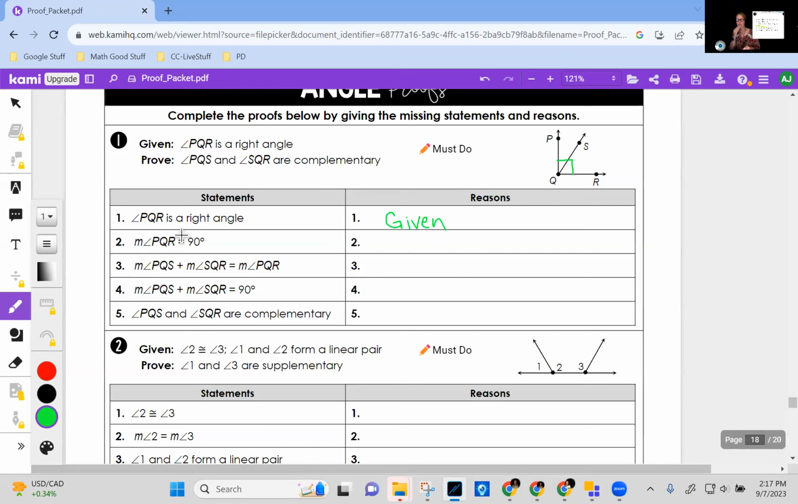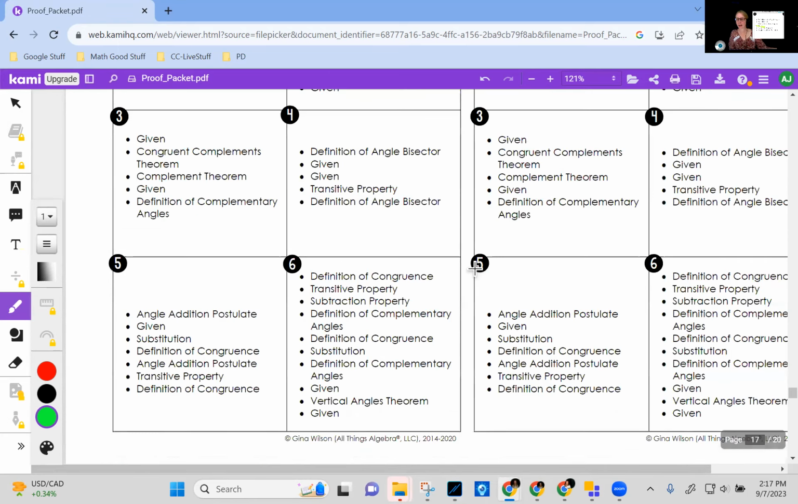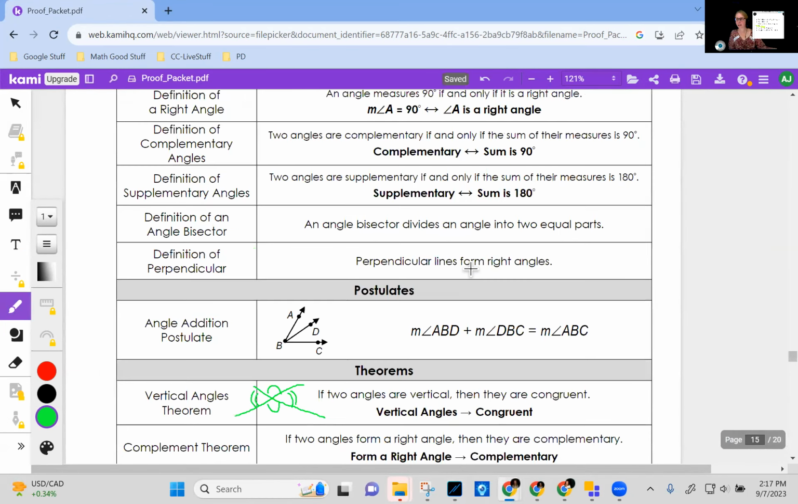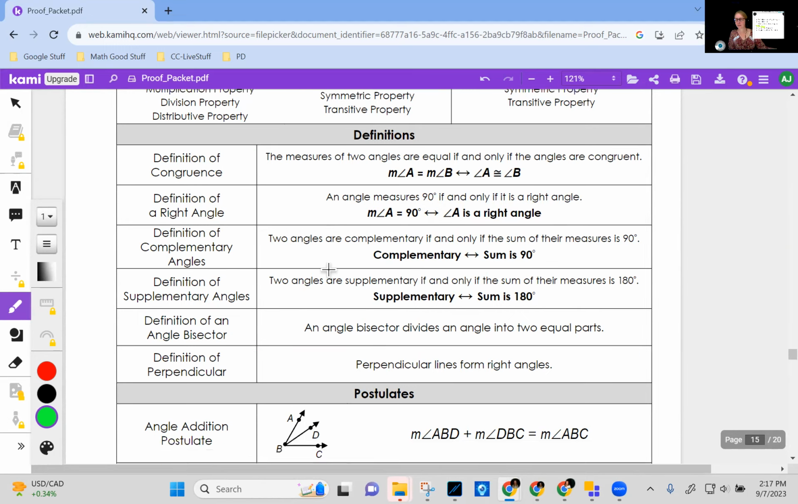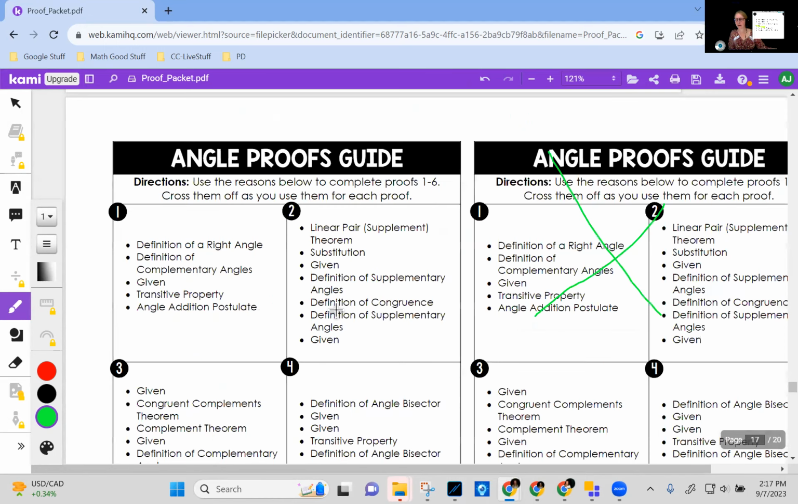Okay, so the next one says angle PQR equals 90 degrees. Okay, well, let's look at my choices. And I think the one that makes the most sense is the top one. That's the definition of a right angle. And I can come back to my sheet here and look. A definition of a right angle says that if it's called a right angle, it's 90 degrees. So I'm good with that. We'll keep that there.